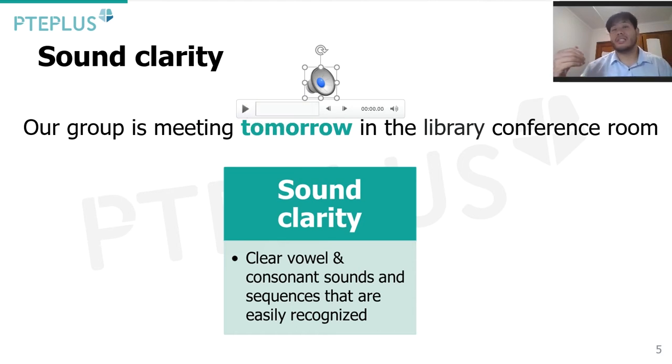The key here to sound clarity is making sure that each of our vowels and consonants are accurate and can be clearly understood by the machine. Because if the machine doesn't understand the word, then we get nothing for the content. It doesn't matter if we say it, it's important that the machine understands what we say.